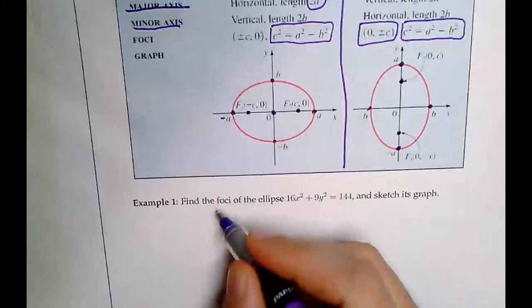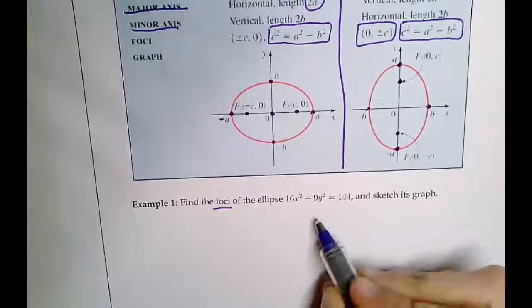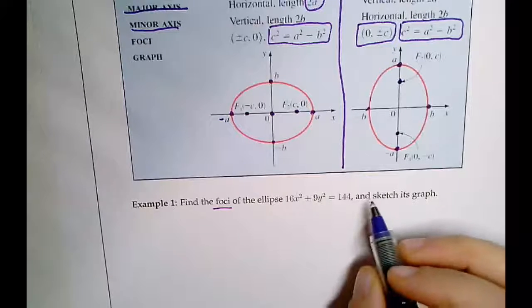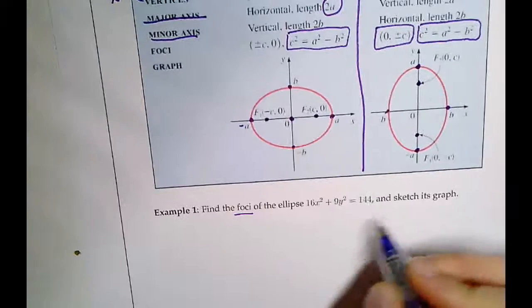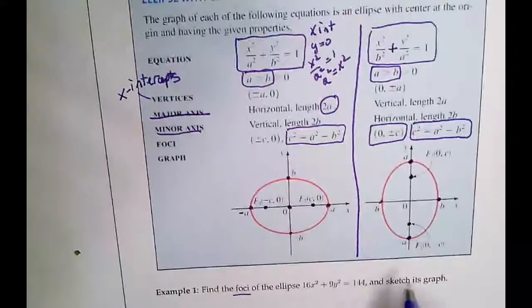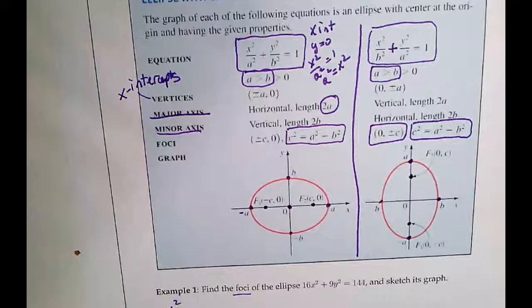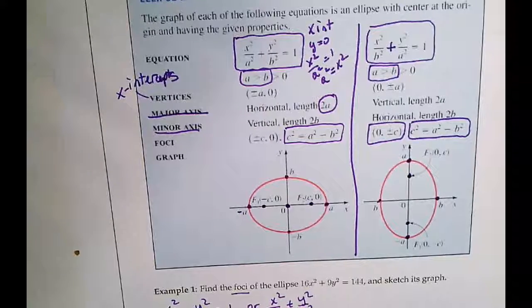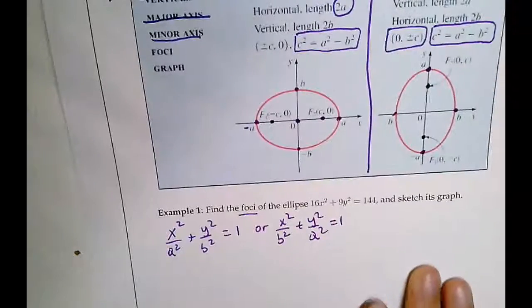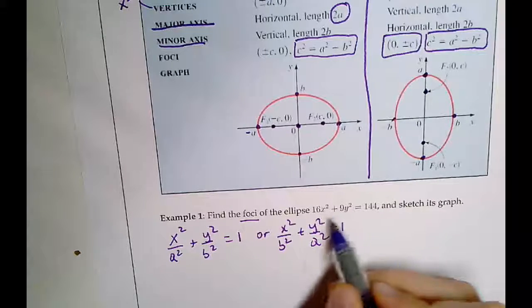So we need to find the foci of the ellipse 16x squared plus 9y squared equals 144. So the first step will be, I need to write it in the form of one of these equations. So I either need to write it as x squared over a squared plus y squared over b squared equals 1, or x squared over b squared plus y squared over a squared equals 1. So how can I make it look like one of these?